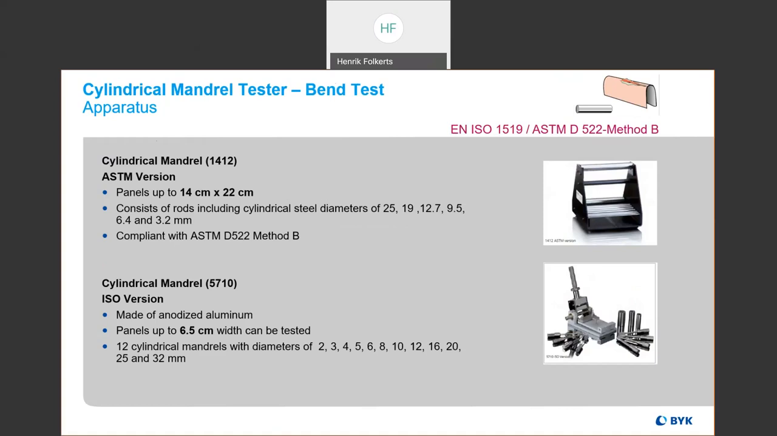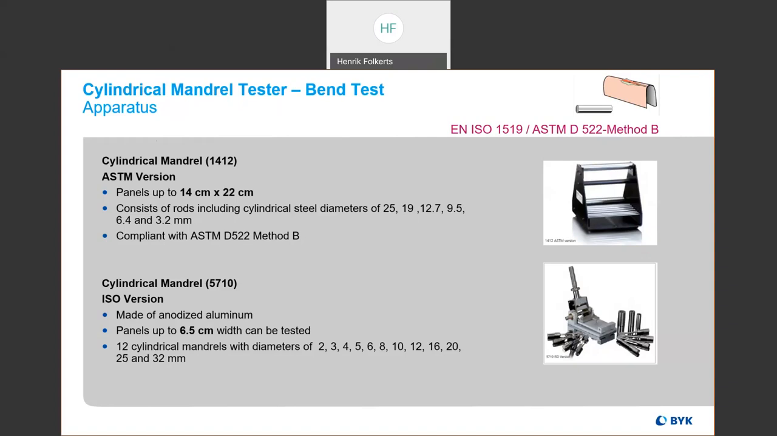For the cylindrical mandrel, we have two different versions. The first one, which is in compliance with the ASTM method B, has different rods with diameters from 25 millimeters to 3.2 millimeters. This one here. It is the simplest method as you have no lever, but a manual performance. You have to do it with your hand. You bend it with your hand.